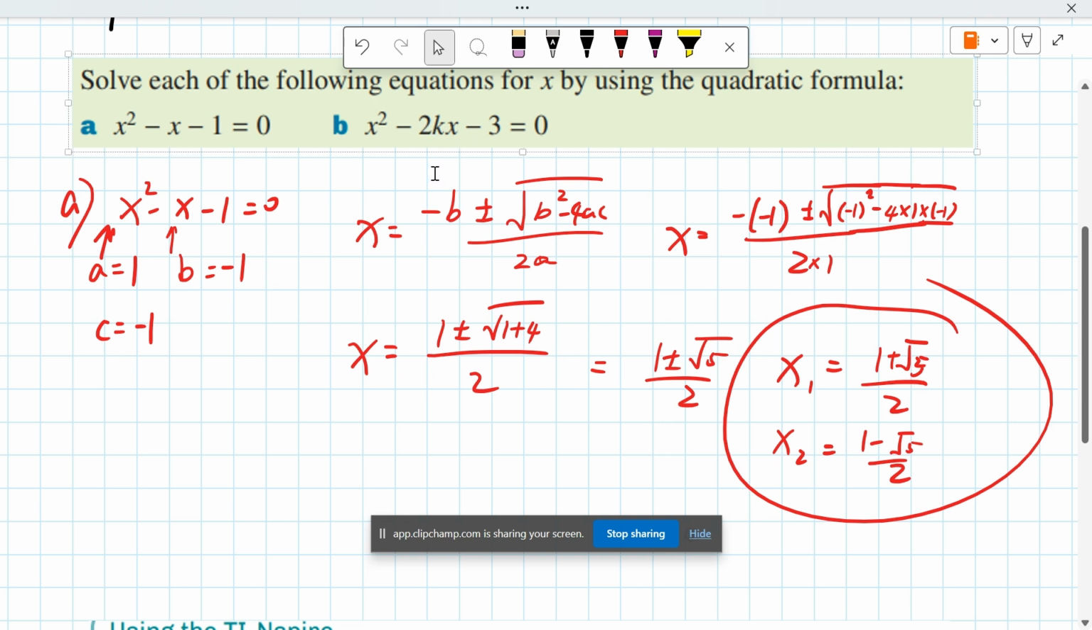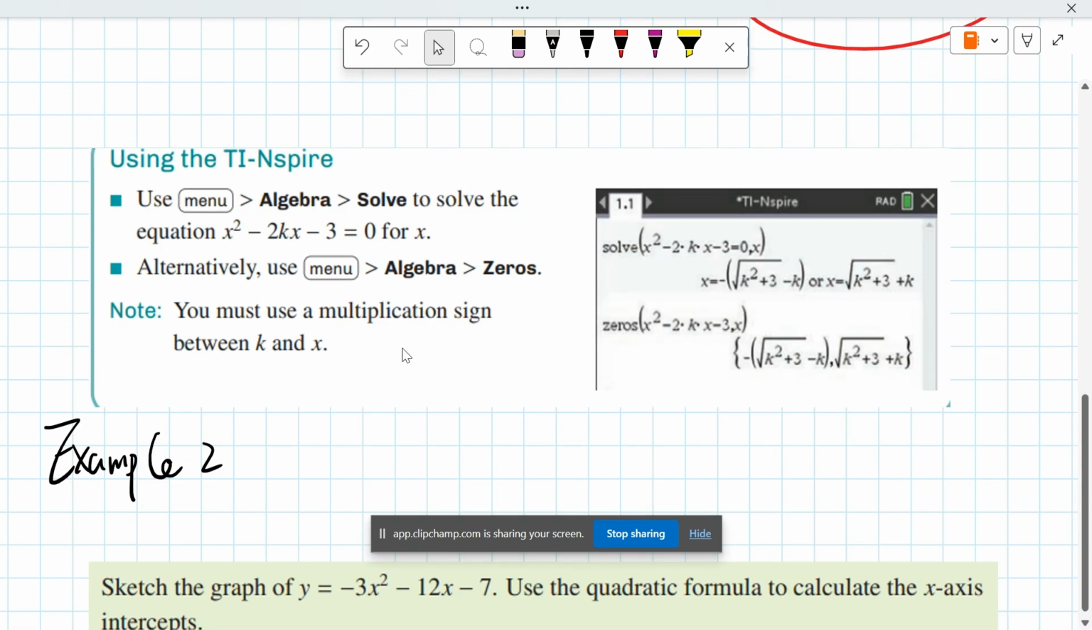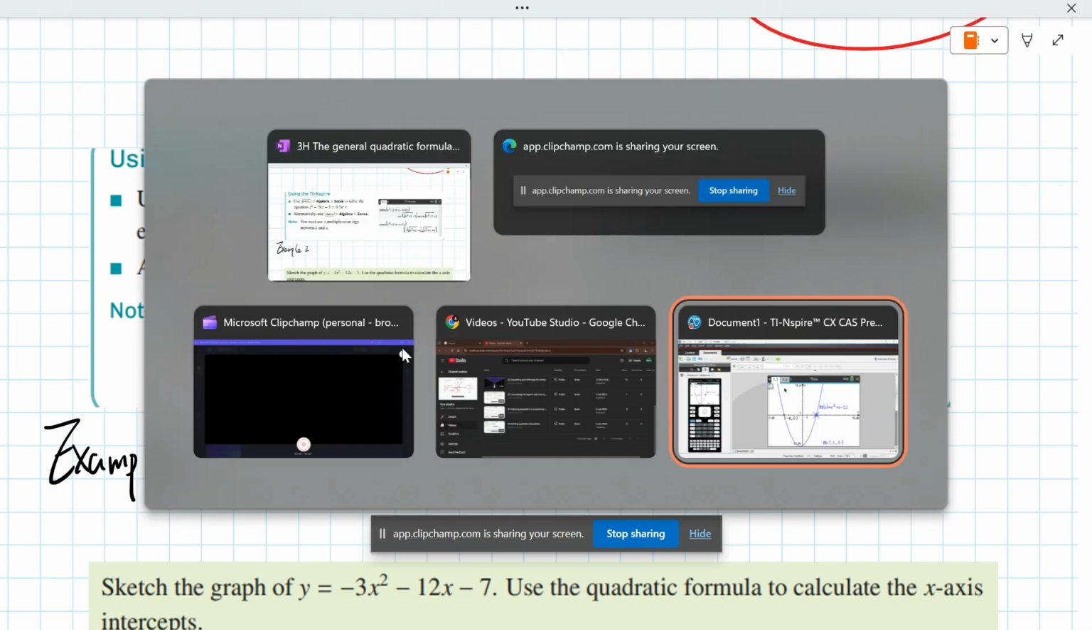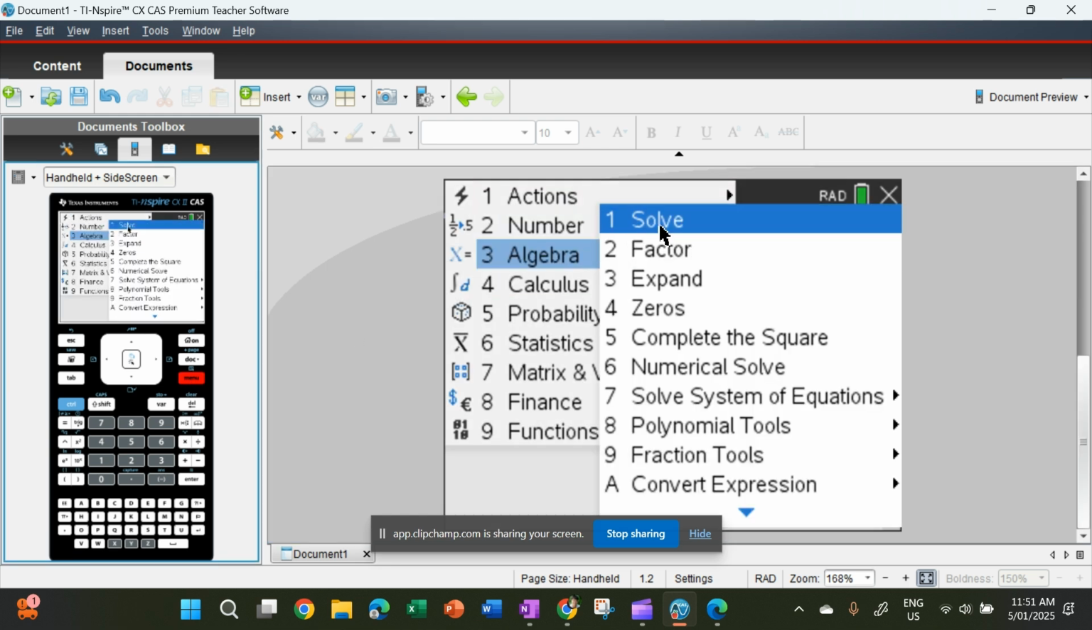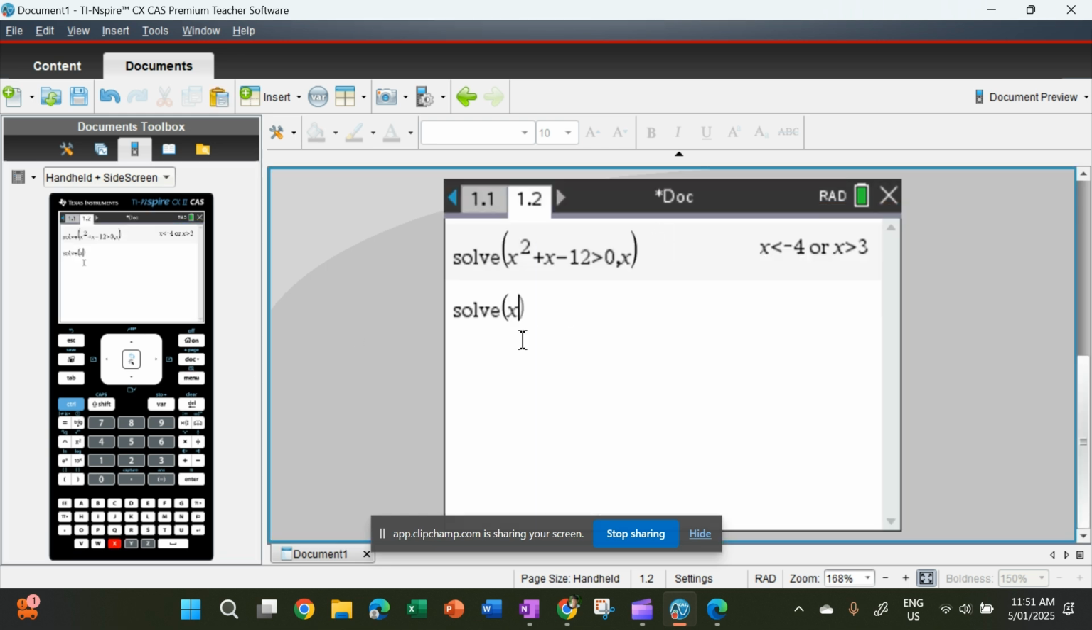Sometimes we have a k in the question, for example x squared minus 2kx minus 3 equals 0. The k can be any number, so it's 2 times something times x. What we do is use the solve function again. We go to Menu, Algebra, Solve, and type x squared minus 2kx minus 3 equals 0, comma x.